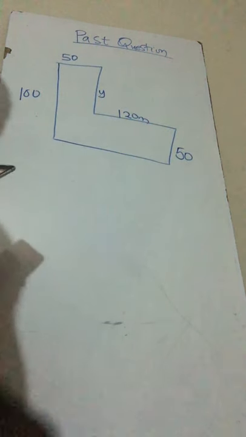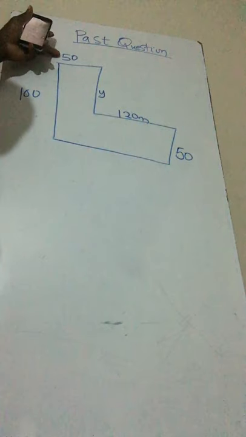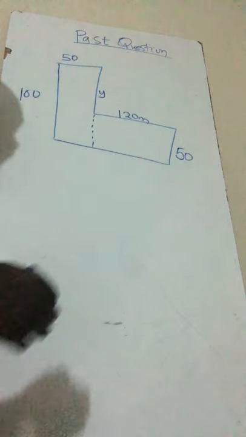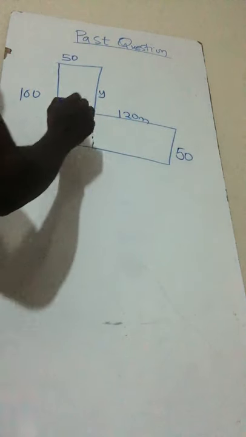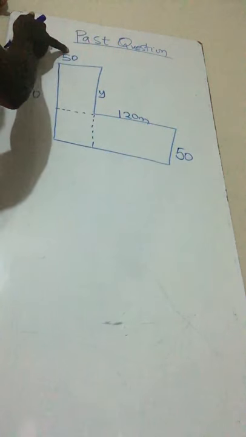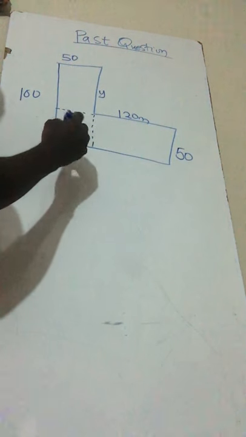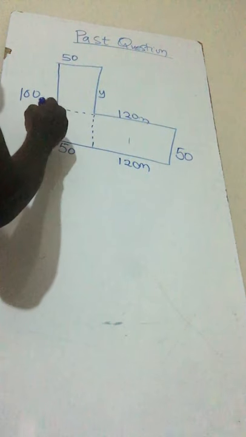Now before we begin, let's do something. If here is 50, now let's use broken lines to do this. Okay. Now, if this side is 50, if this top is 50, it means that this down too is 50. If here is 120, it means that this side is 120. If this side is 50, it means that this side also is 50.